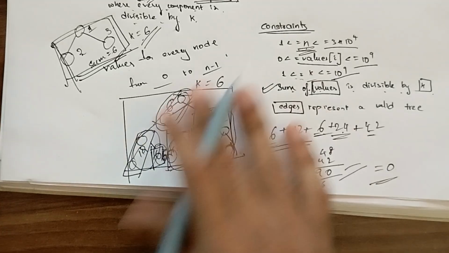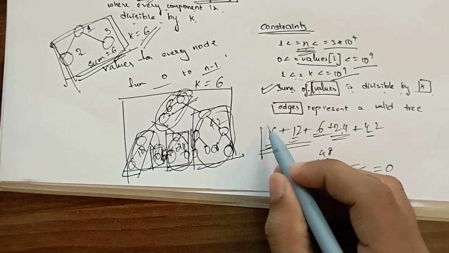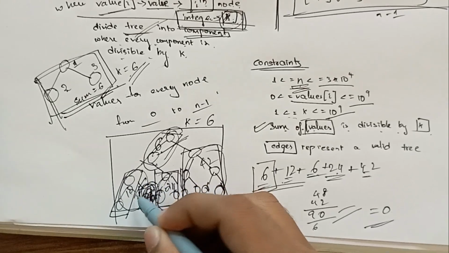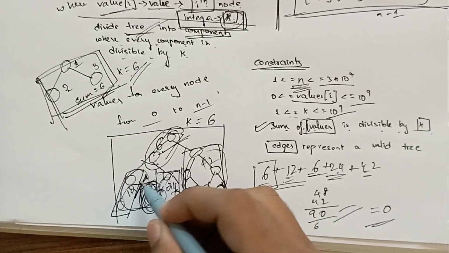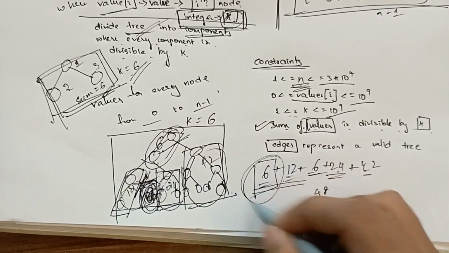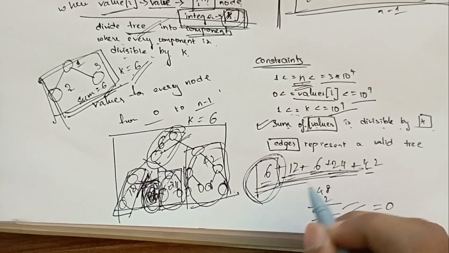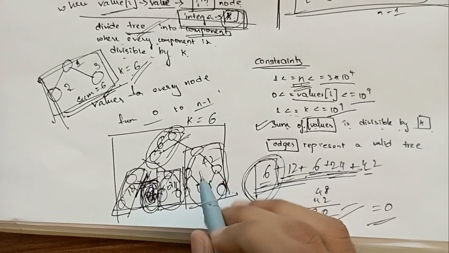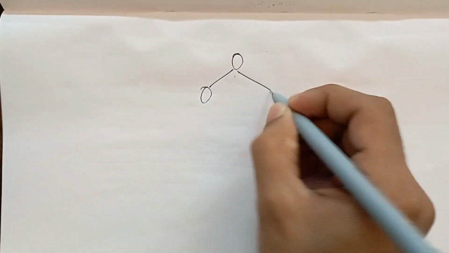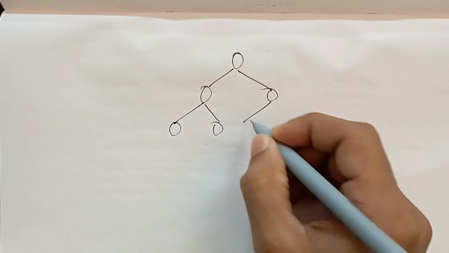So let us assume we only took this 6, only this node, and disconnected it from the tree. If you remove that, the remaining sum is also divisible by k. That means our approach, I will tell you in the next few seconds. For some time, forget the hints and the examples given in the description. Let us go with a tree; I'll give you an example.